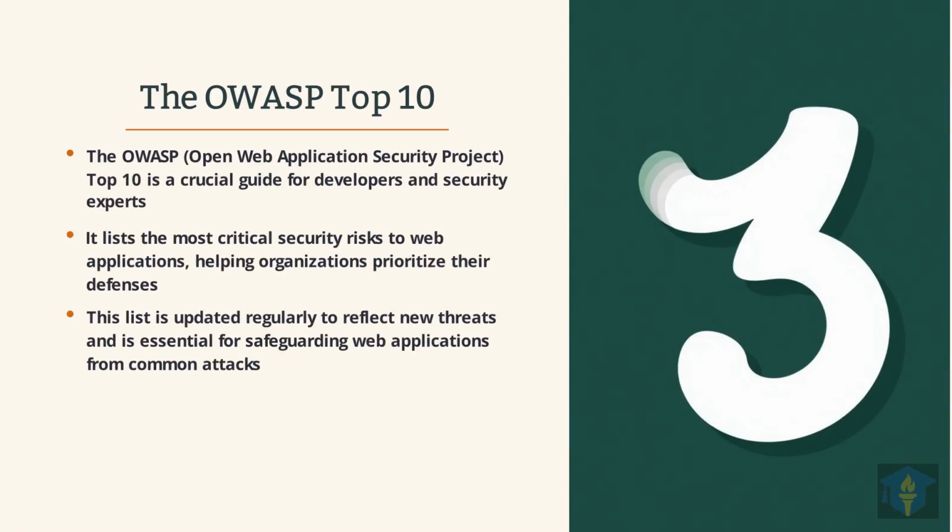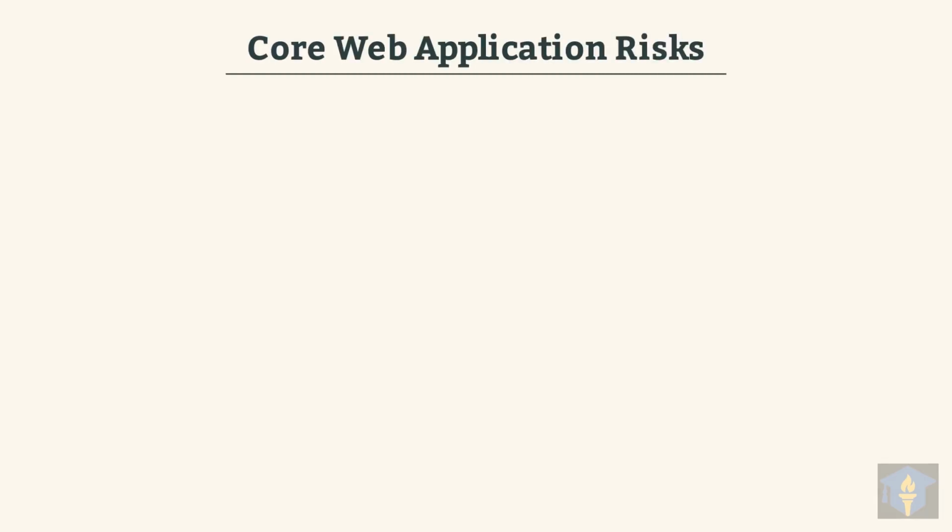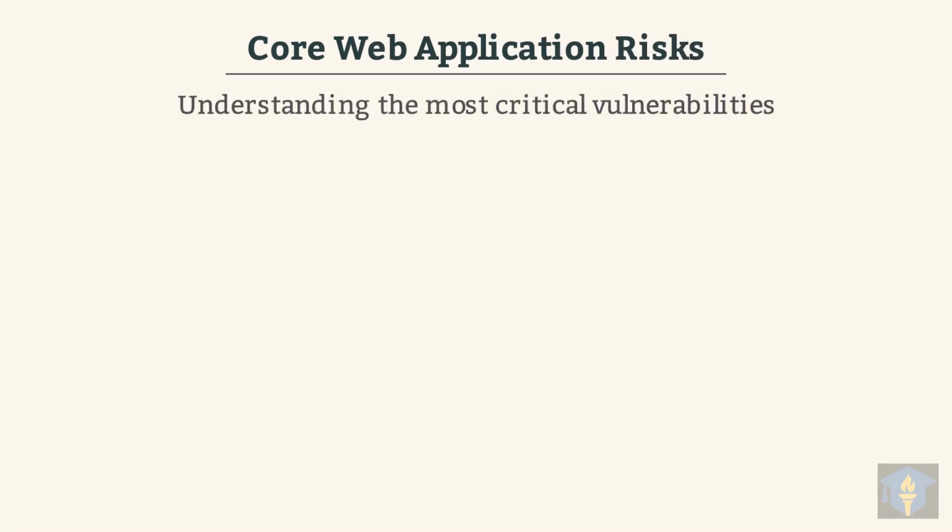The OWASP Top 10 is a crucial guide, helping developers and security experts prioritize defenses against critical web application risks. Now, let's examine the core web application risks, focusing on the most prevalent vulnerabilities that exist today. It's essential to understand these critical vulnerabilities to effectively build secure and robust web applications.